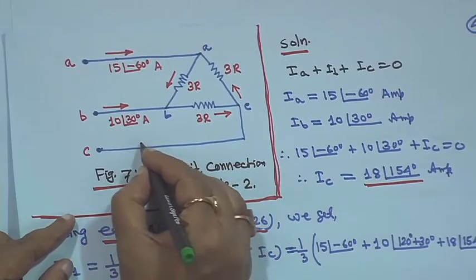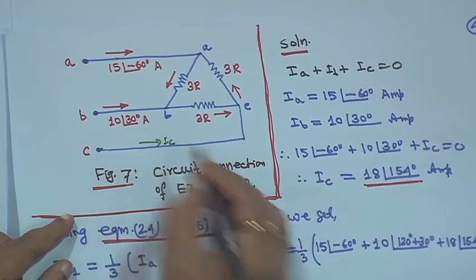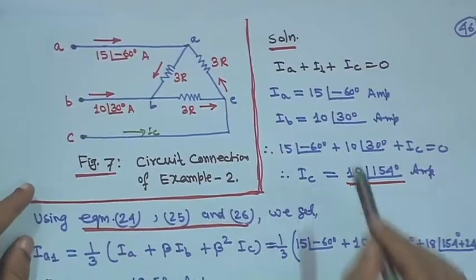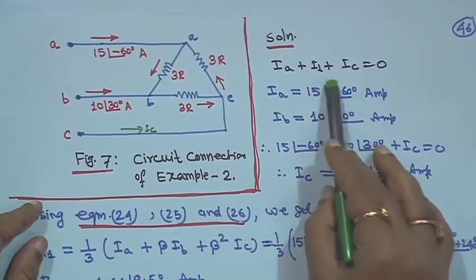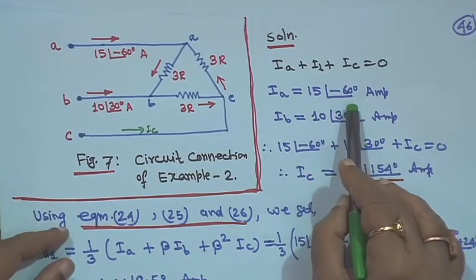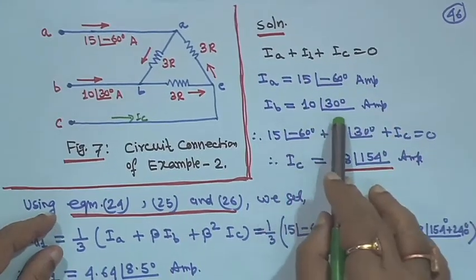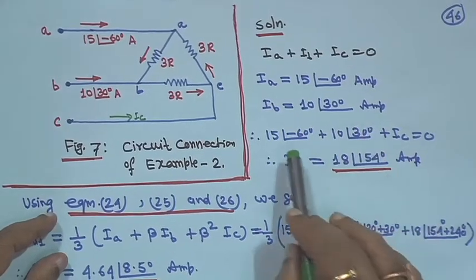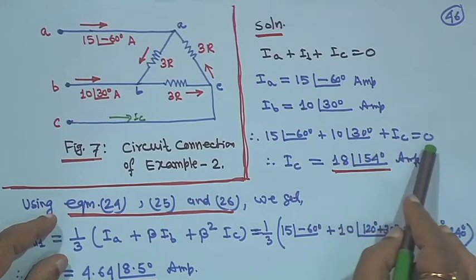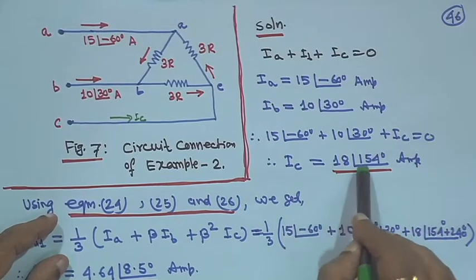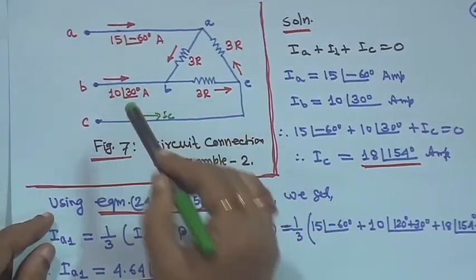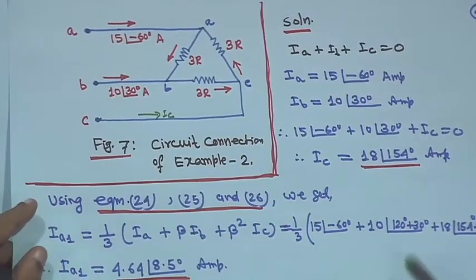The current I C you can easily find out, because I A plus I B plus I C is equal to 0. I A is given as 15 angle minus 60 degree ampere. I B is given as 10 angle 30 degree ampere. Therefore, 15 angle minus 60 plus 10 angle 30 plus I C is equal to 0. Therefore, I C will be 18 angle 154 degree ampere. So, three line currents you have got, and they are unbalanced.